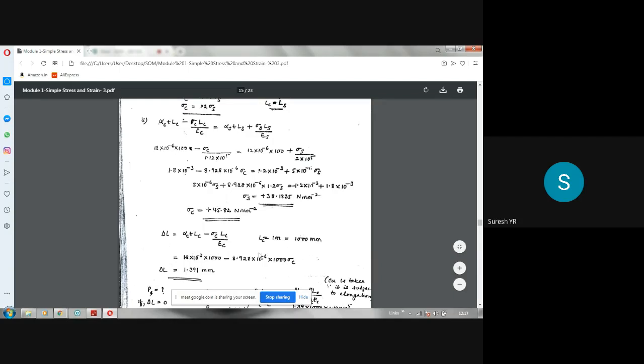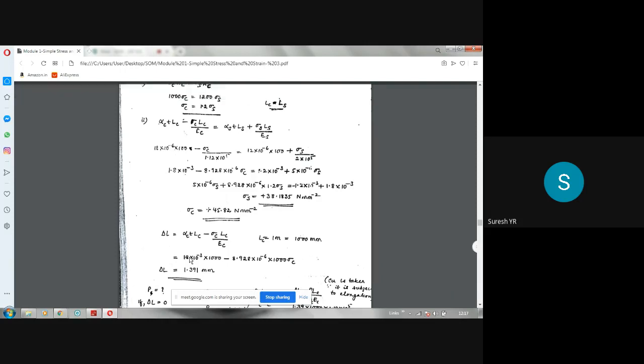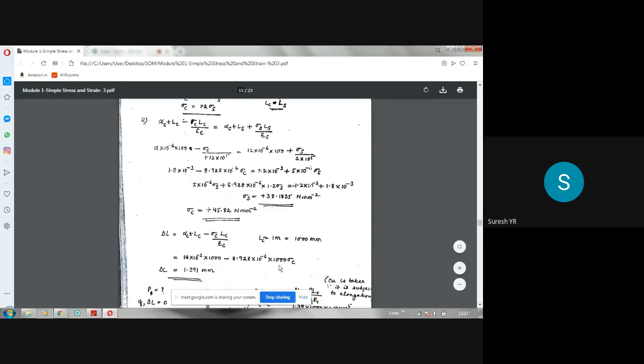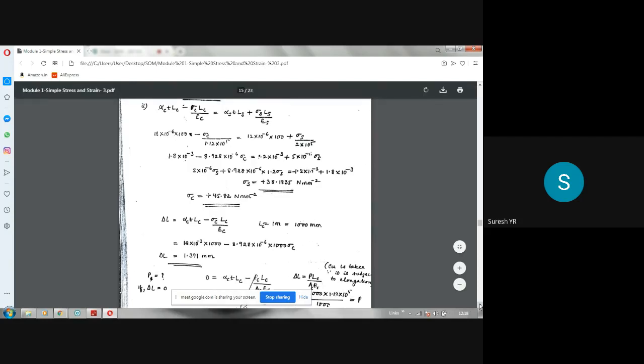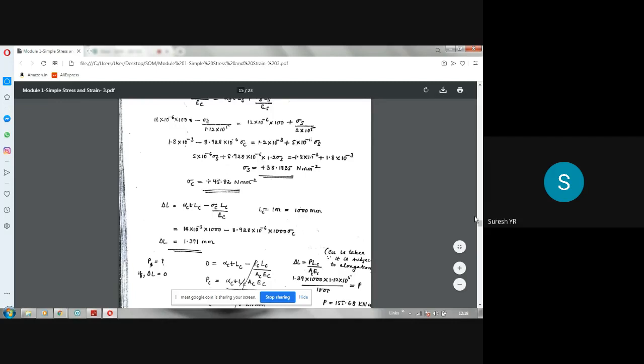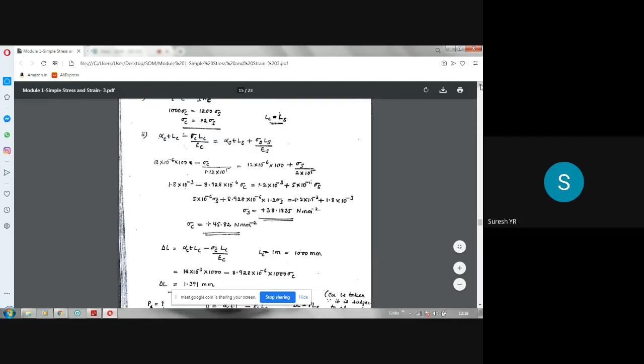You can just substitute. LC value is 1 meter, given as 1000 mm, so convert into mm. Alpha C is 1.8 into 10 power minus 6. I think I have written the simplified form. Once you substitute the values and simplify, you will get delta L as 1.391 mm. That means the deformation of the compound bar is 1.391 mm. You will get the same answer if you take the RHS expression in terms of steel; by substituting and simplifying, you will get the same answer.